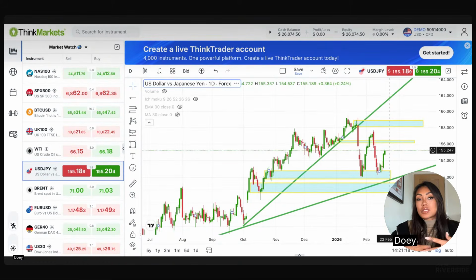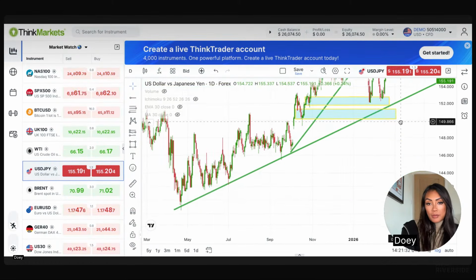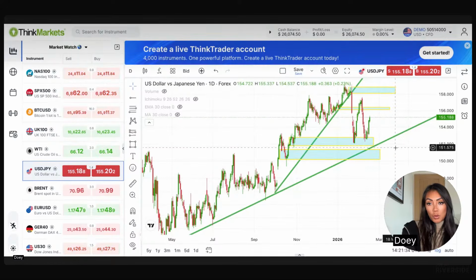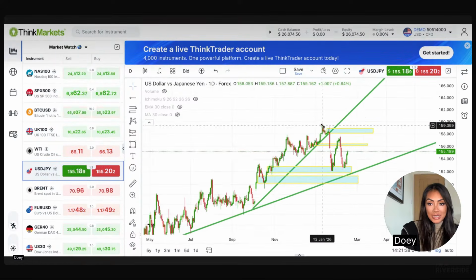But we can now start to see that the yen is slowly starting to rise, and there's a lot going on in the US right now, so it'll be a really interesting one to see. It's been going up for a while. As you can see here, this is on the daily, and we have now started to see a bit of a reversal happening.